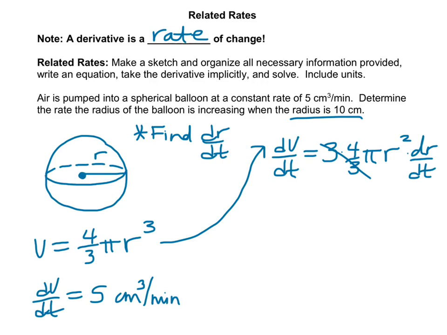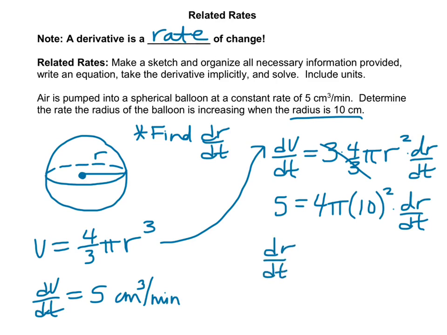Next, substitute any information you know. dV/dt is 5 equals 4 pi r squared dr/dt. We will make use of the radius being 10 at this instance of time. We're plugging in r equals 10 because we already took care of finding dr/dt. dr/dt is on the right-hand side of that equation. That's what we are trying to solve for. We want to find the rate of the radius changing with respect to time.